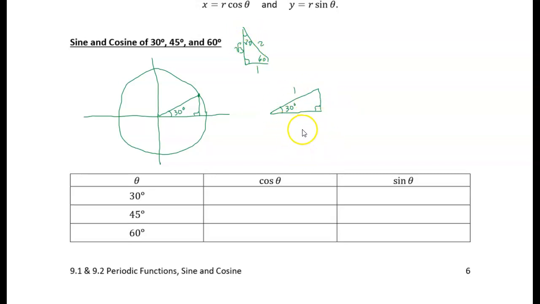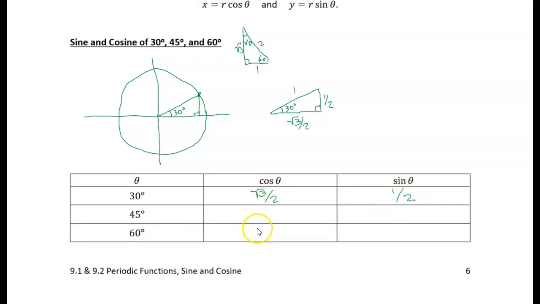So I need to scale down all the sides by 1/2. Okay, so the short side, the side that's opposite the 30 degrees, becomes 1/2. I'm just taking half of it, and the long side, the side adjacent to the 30-degree angle, is the square root 3 over 2. So for the 30-degree angle, the cosine of 30 degrees is just going to be the x coordinate here, so it's going to be the square root 3 over 2. And the sine is going to be 1/2.